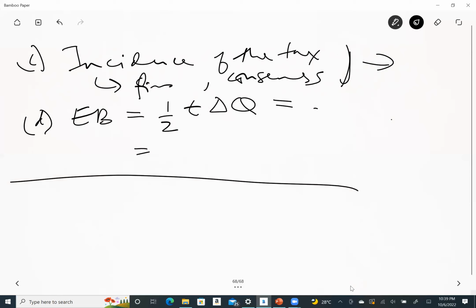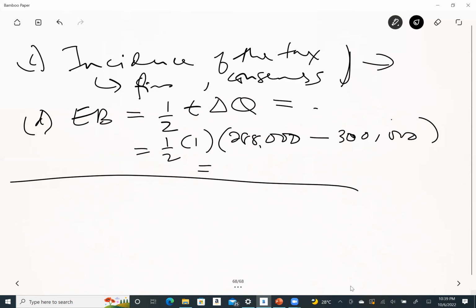Is equal to half multiplied by 1 multiplied by 288,000 minus 300,000. You get a negative number. Negative value means excess burden. So you will get the value, whatever the value is. Now you did A to D.